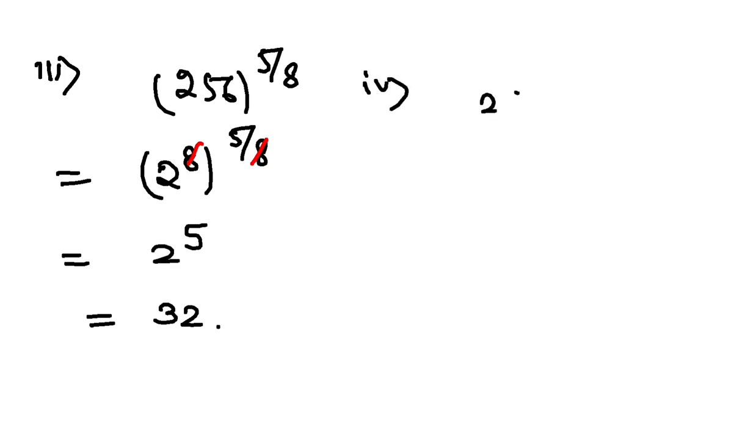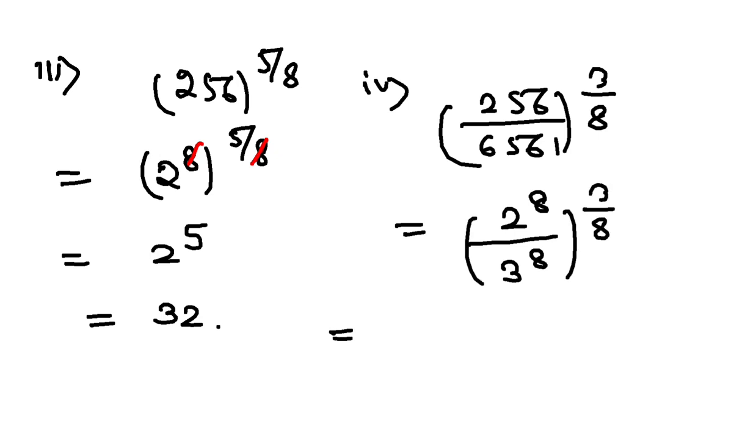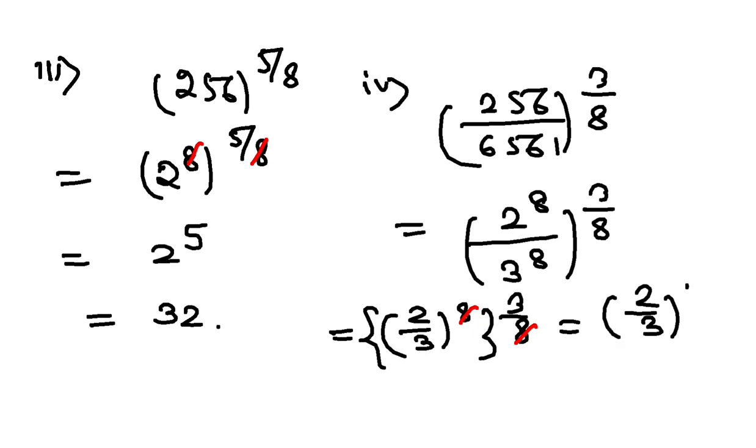Now the last one, 256 by 6561 to the power 3 by 8. Again we know 256 is 2 to the power 8 and 6561, if you prime factorize you will find 3 to the power 8. Okay, please prime factorize and verify. So this shall give us 2 by 3 whole to the power 8. Outside I have 3 by 8, again 8 and 8 cancelled. I am left with 2 by 3 whole cube. 2 cube is 8 and again 3 cube is 27. Right, very simple. So we have discussed till question number 7. Rest of the questions I will discuss in the next video.